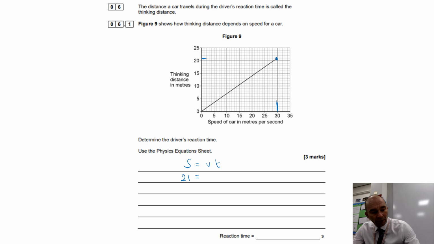So we're just going to substitute our numbers in. So 21 equals our speed of 30 multiplied by time. We don't know what t is. Just need to rearrange that. So t equals 21 over 30. Put those numbers in your calculator and you get 0.7 seconds. Nice little question to start with. A fairly straightforward 3 marks if you remember to use the graph properly.